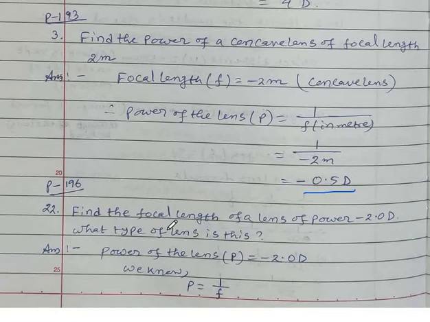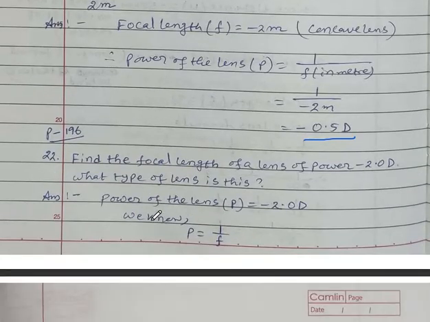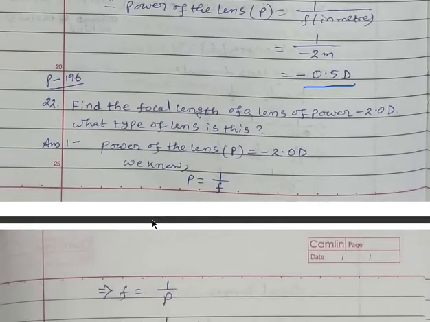Now page number 196 from the exercise, question number 22. I will teach you today. Find the focal length of a lens of power minus 2.0 diopter. What type of lens is this? That's our question. Power of the lens P is equal to minus 2.0 diopter.